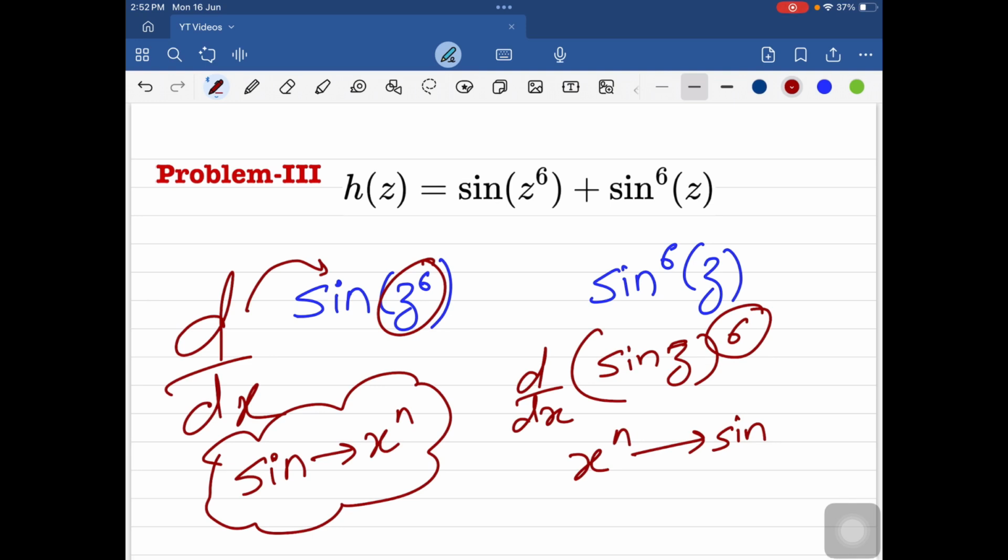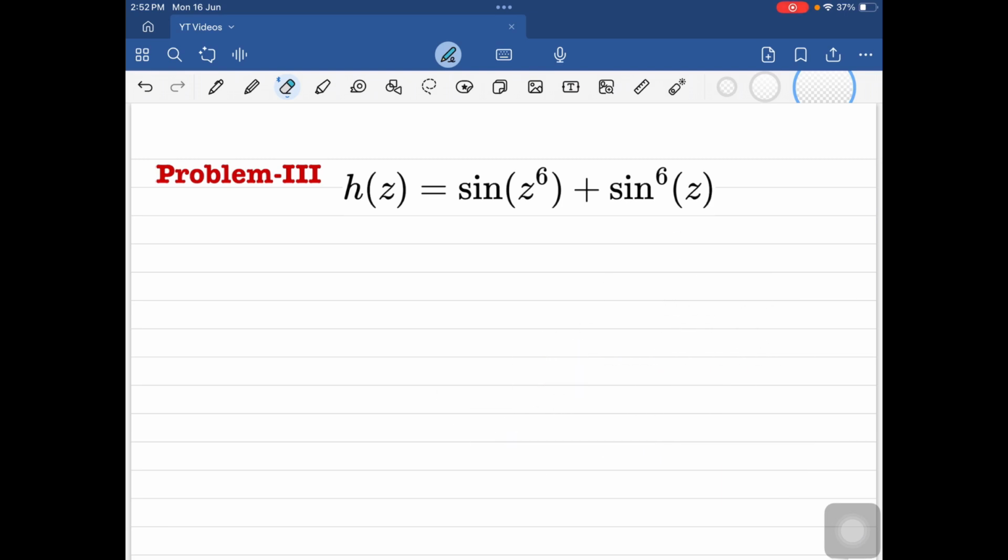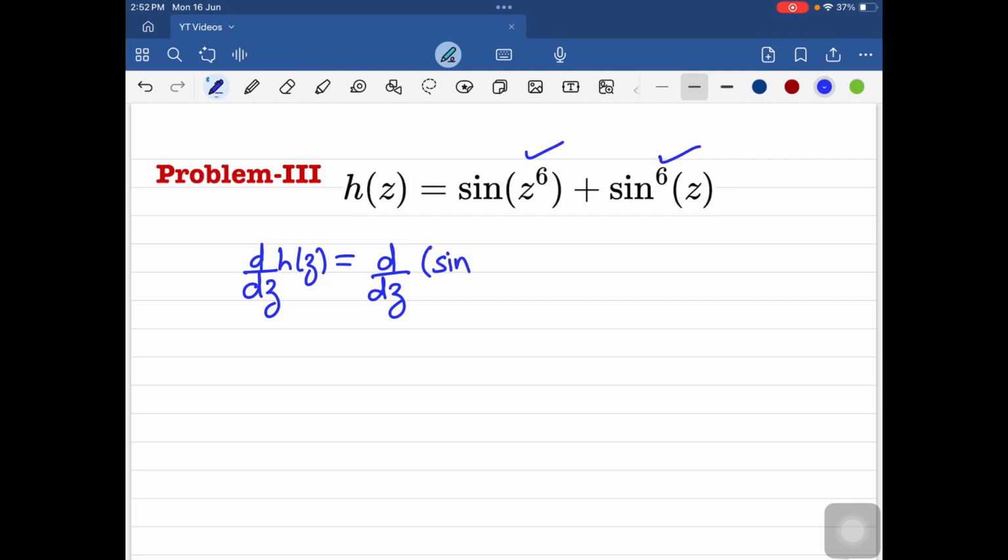Okay, so let's start and understand how we are going to apply. I have explained the number of steps to you. Now we are going to apply them in the example. Here one more thing, the variable is not x, so I'm not writing d/dx. Here the variable is z, so I'm writing d/dz of h(z) equals d/dz of, there are two functions, so I am giving them separately, sine z to the power 6 plus d/dz of sine 6 and z.